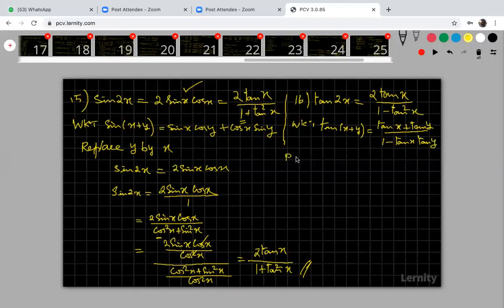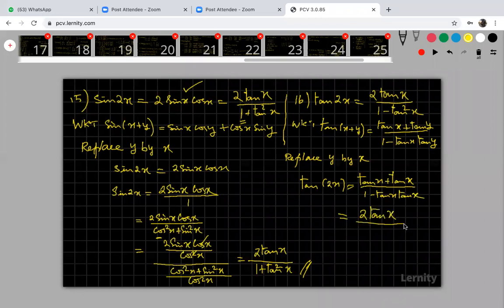Okay, so you just replace y by x. Then what happened? This is tan of 2x. Here y by x means x plus x, tan 2x. Here tan x plus here also tan x, because we are replacing y by x, divided by 1 minus tan x into tan x. Okay, so therefore the answer is tan x plus tan x, 2 tan x divided by 1 minus tan square x. Please note the 16th property, 16th identity: tan 2x is 2 tan x by 1 minus tan square x.